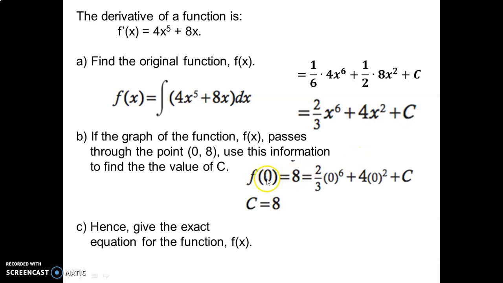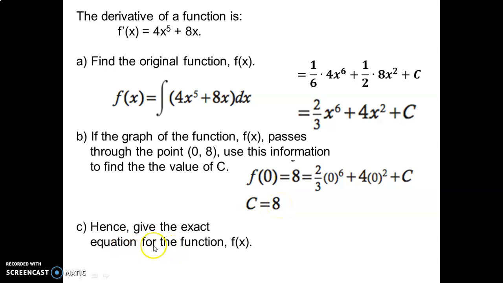All right, so basically we know that when x is 0, so the input is 0 into the original function, the output is 8. So 8 equals the original function with 0 put in for x. And if you solve that, these will cancel away, 0 and 0, and we're left with c must be 8. All right, so c is 8.